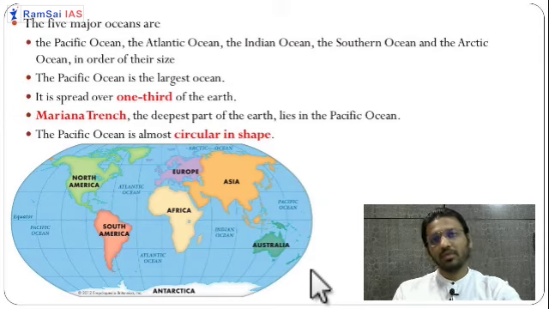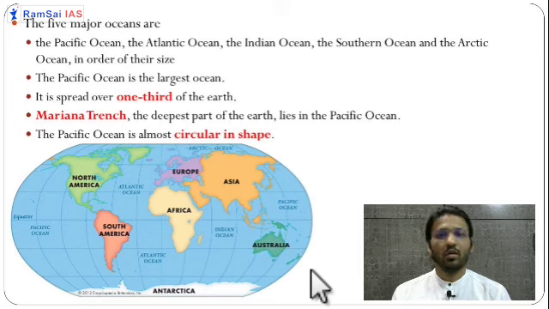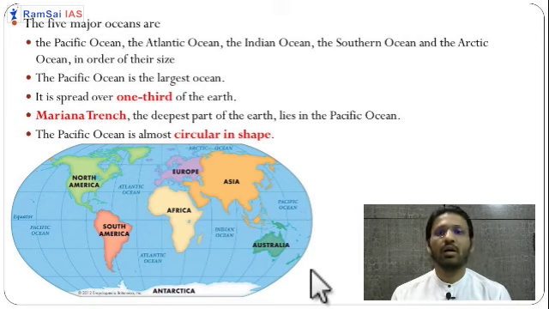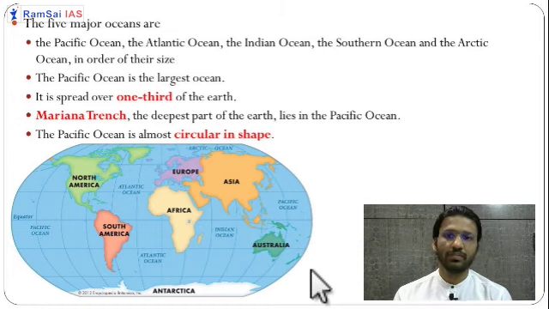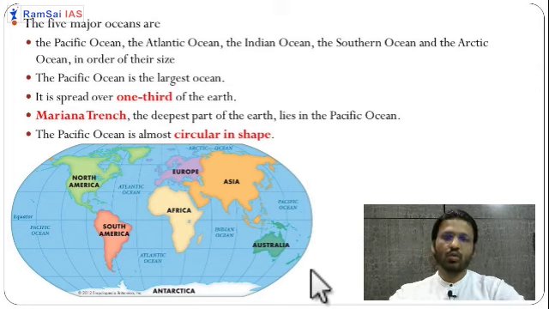Now, when we say the important oceans, there are five large oceans on the surface of the earth. Which are those oceans? We know that the biggest ocean is the Pacific Ocean. Then you have the second one, the Atlantic Ocean. The third largest is the Indian Ocean. And then you have the Southern Ocean and then the Arctic Ocean. These are the important oceans on the surface of the earth.